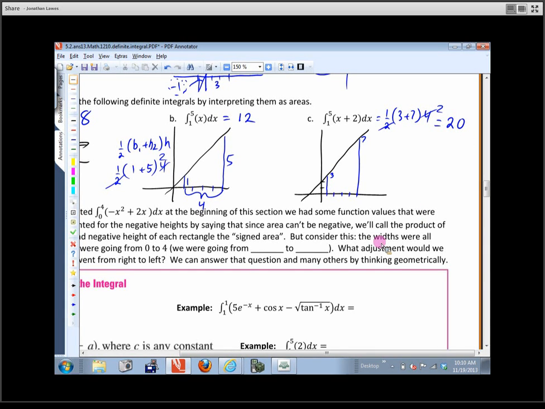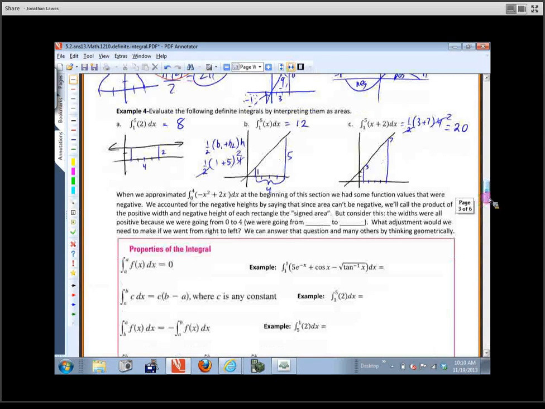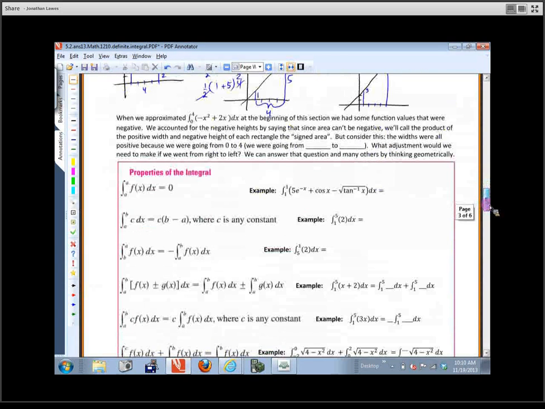Any questions? Really cool when they're nice geometric shapes like that. Okay, good? Okay, so you've got some problems that are very similar to that. And let's read through this right here, and then we're going to talk about some properties of integrals, and we're going to point out some interesting things here.